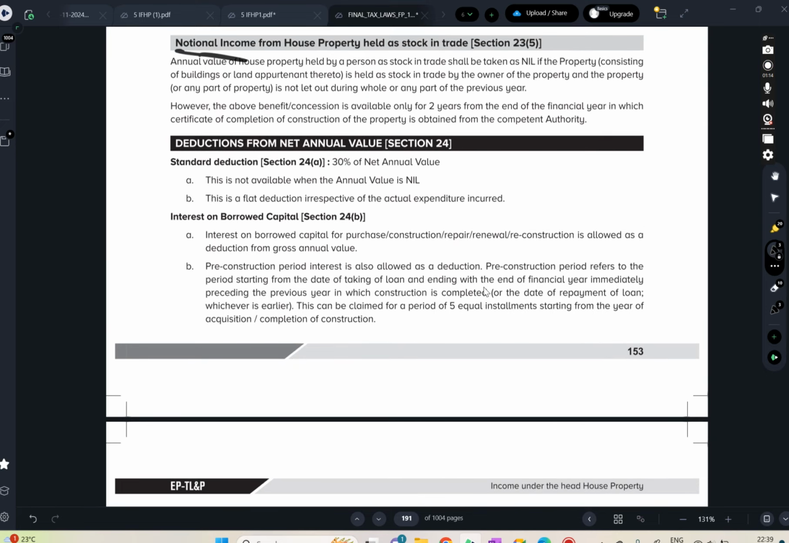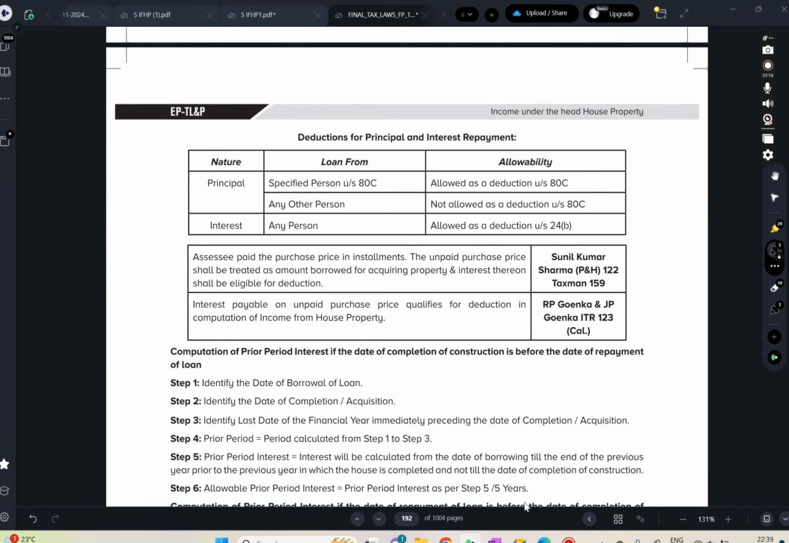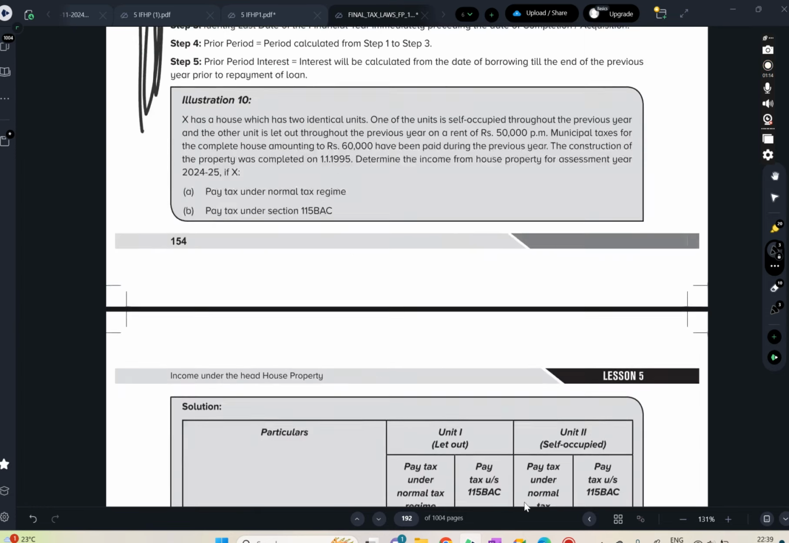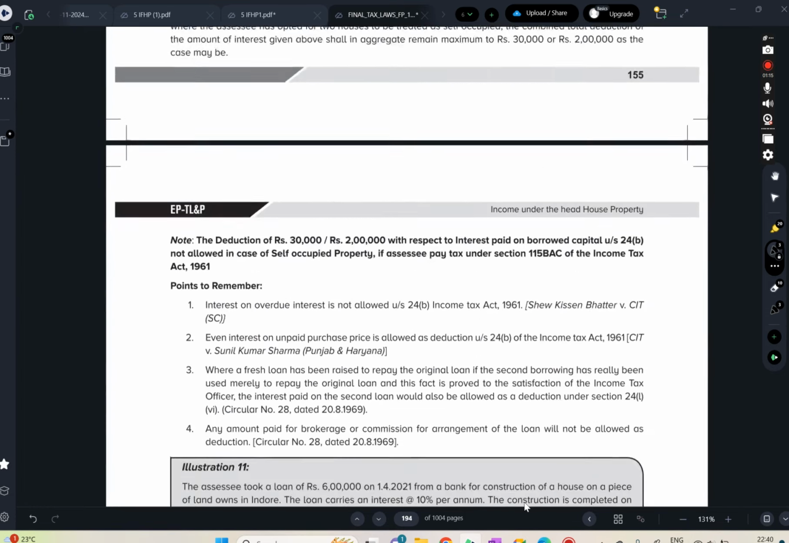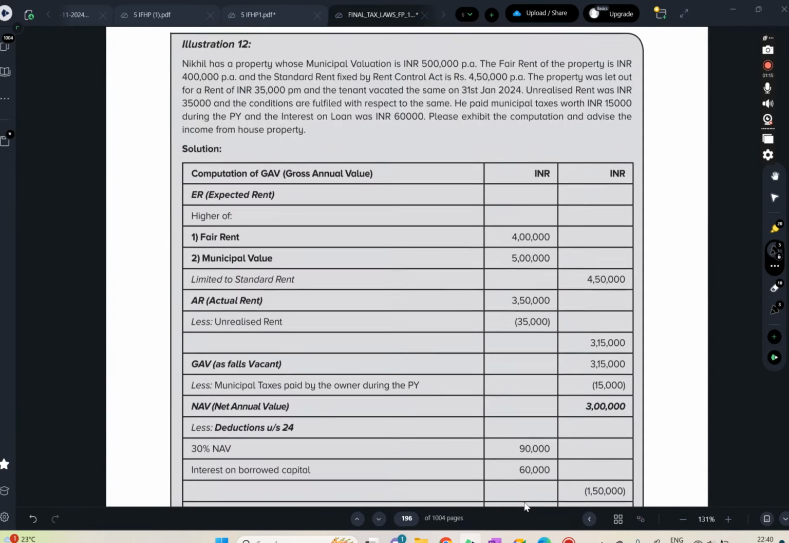Notional income I have explained. Notional income means, even though it is not our income, we will still tax it as our income. So that is not a separate concept actually. While writing the notes itself, I have written in some places that it is a notional income. Then standard deduction 30% and interest on borrowed capital. These steps we have discussed, exactly the 6 steps, and that's it, it is over.